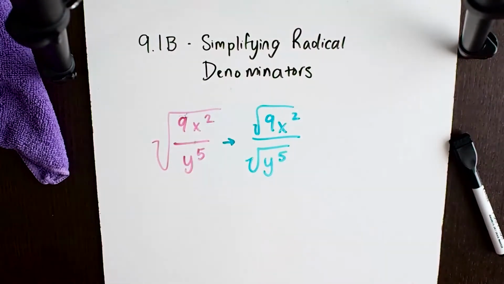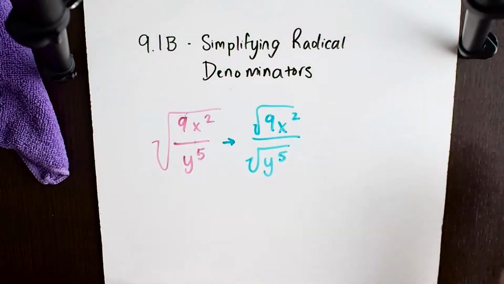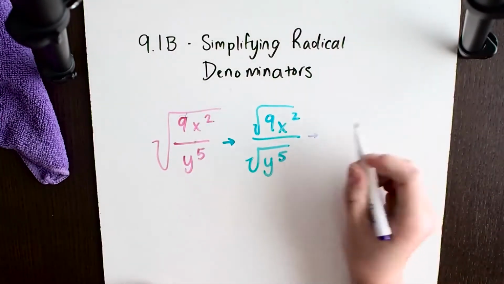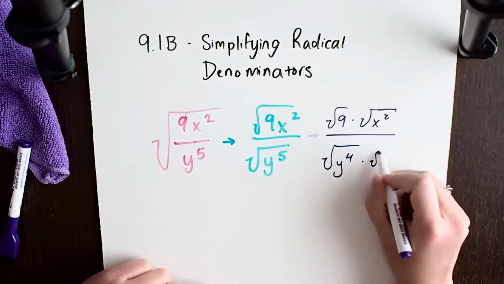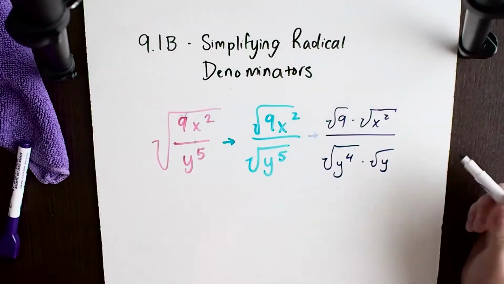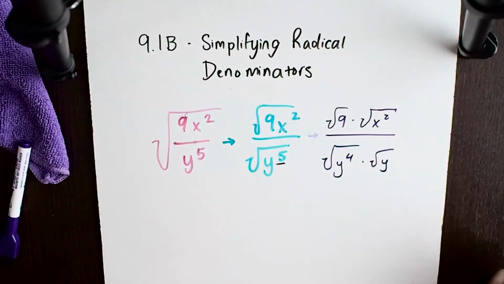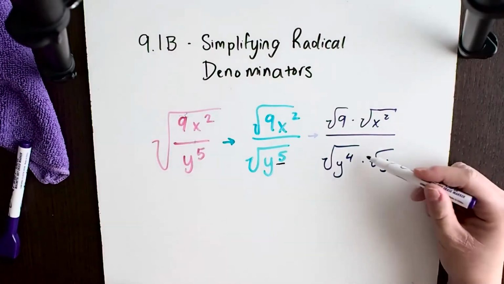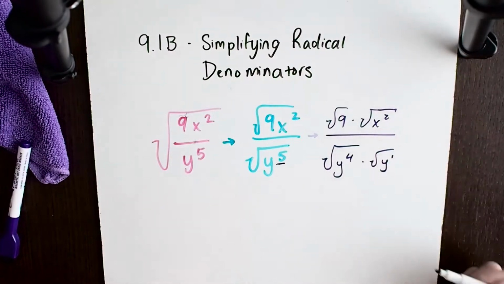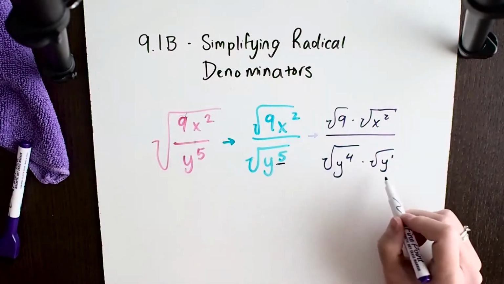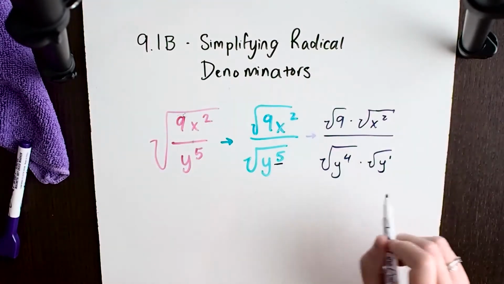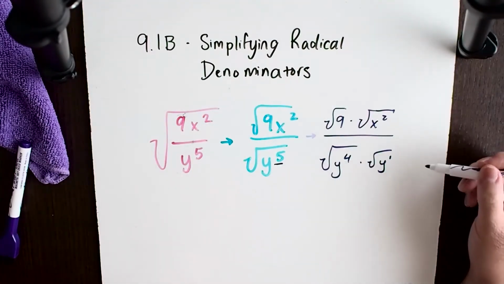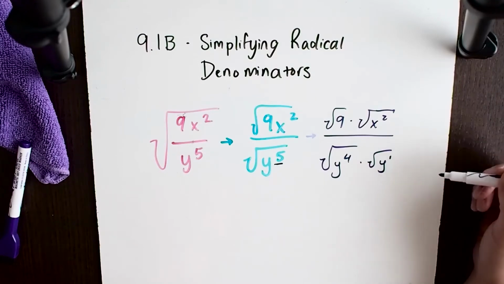Going from there, we can use the quotient rule to break it into multiple parts. So again, remember that we split y to the fifth into two parts, one with an even number and one that's just y to the 1. That way we can reduce this and leave this in the radical. Again, remember that this only is the strategy for square root radicals. We'll talk about cube root radicals tomorrow.